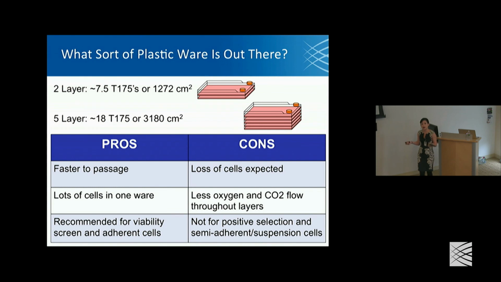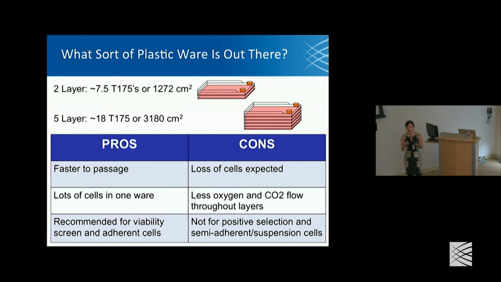If you're finding that you need to seed into a lot of flasks, like 7 or 10 T175s, there are other plasticwares out there available. The most common ones that we use in GPP are 2 layers and 5 layers. A 2 layer is about 7.5 T175s, and a 5 layer is 18 T175s. And there are some considerations to take when you're using these layers. The benefit of them is that they're obviously easier to passage than passaging 10 or 12 T175s, and you can fit a lot more cells into them.